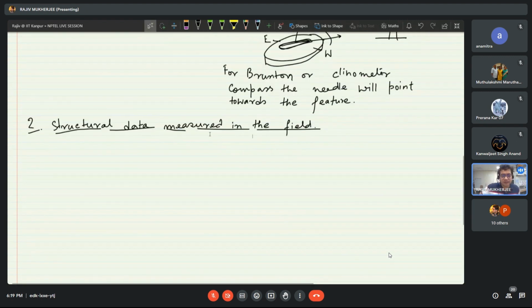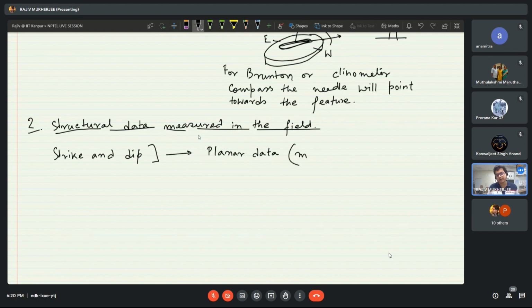So can anyone tell what are the primary structural data that we record in the field? Strike and dip. Yes, strike and dip, very much. So strike and dip. But these are planar data, right? That means measured for a plane.